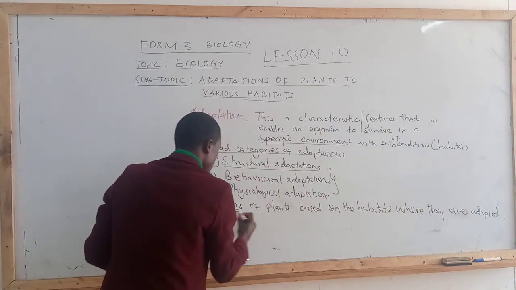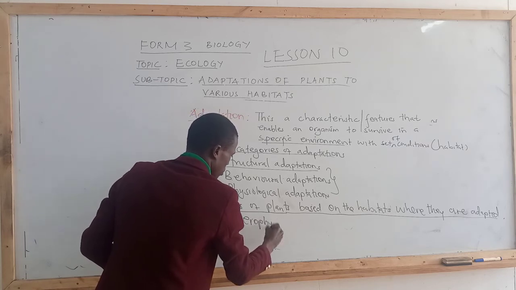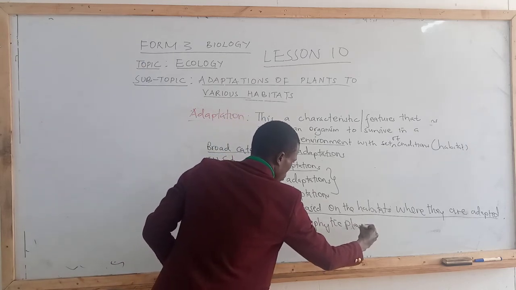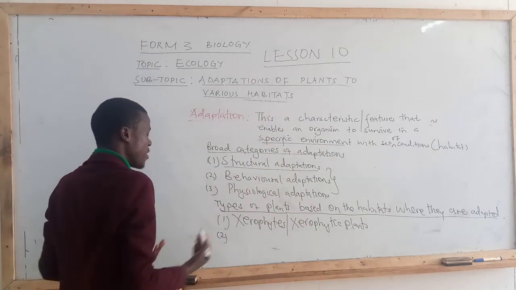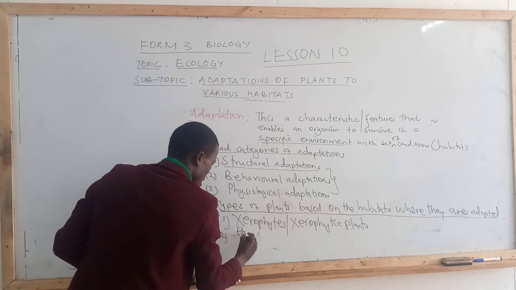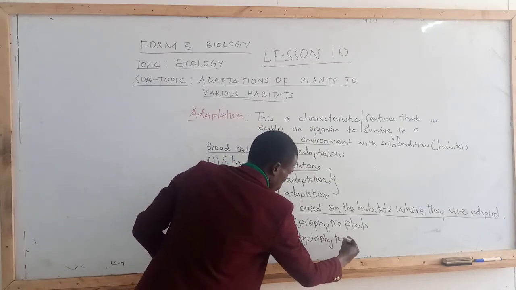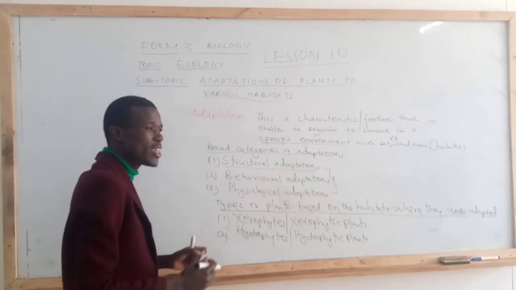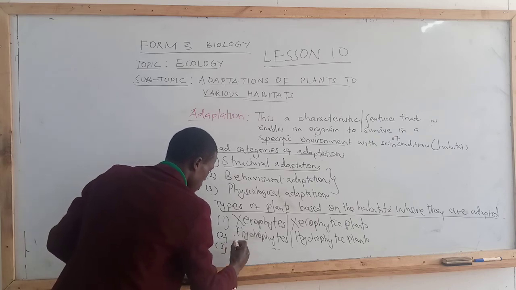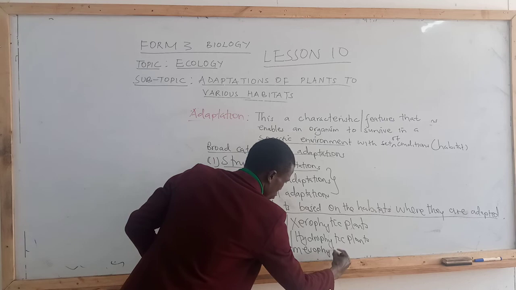Number 1, we have those plants which thrive in dry habitats. We call them xerophytes, or you can refer to them as xerophytic plants. Number 2, we have those which survive in waterlogged areas. We call them hydrophytes, actually, hydrophytic plants. We have those plants which survive in terrestrial environment or on a terrestrial habitat. We have mesophytes, mesophytic plants.